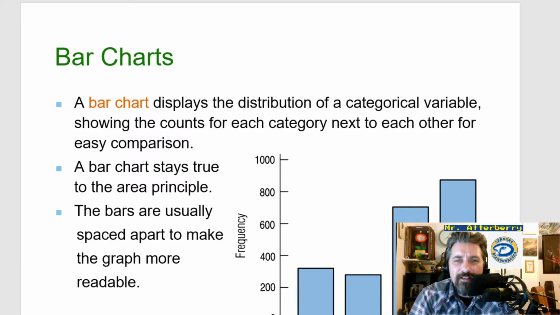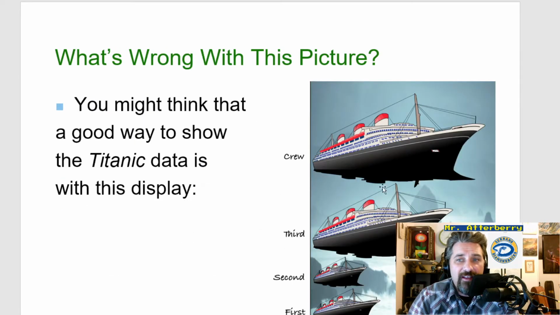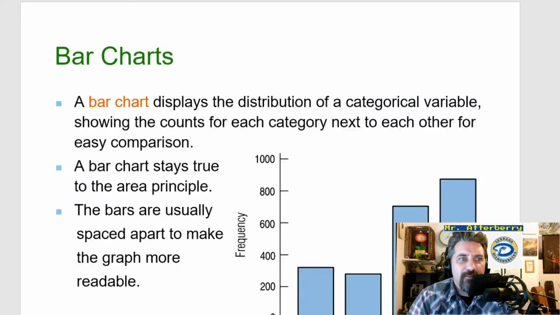So it's a lot easier to display data in a bar graph than in this. This is just a hot mess. This violates the area principle, and this is just a bar chart. Just do it. Once again, it only works for categorical variables.